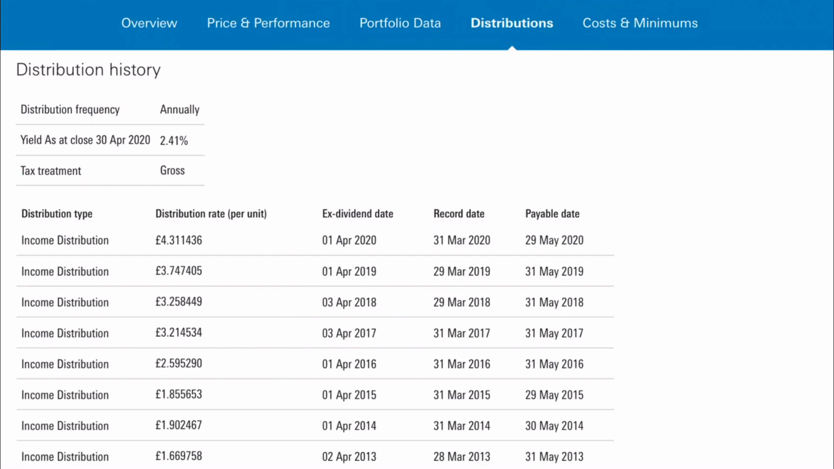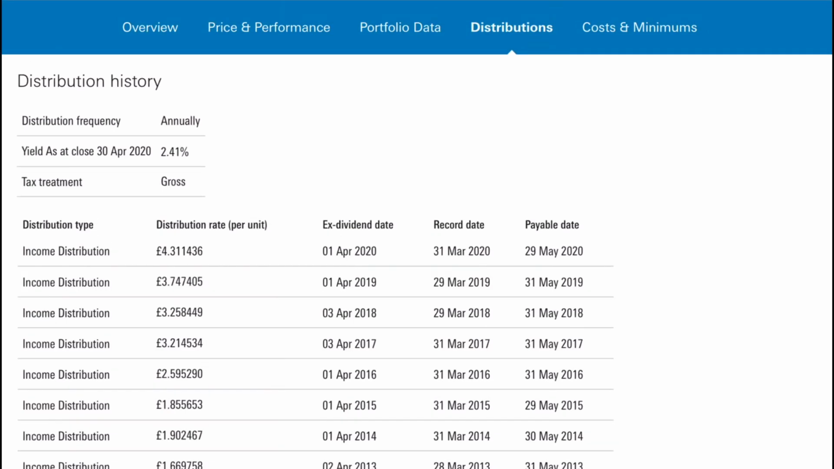On the other hand, if we look at the income variant of the fund, you can see that the distribution frequency is listed as annually, meaning that you'll get one annual dividend payment if you invest in the income variant of the Life Strategy 100. Again, in comparison to the accumulation fund, the income fund is listed as having a distribution of 2.41%. This yield is the only real difference between the income and the accumulation fund that I can see.